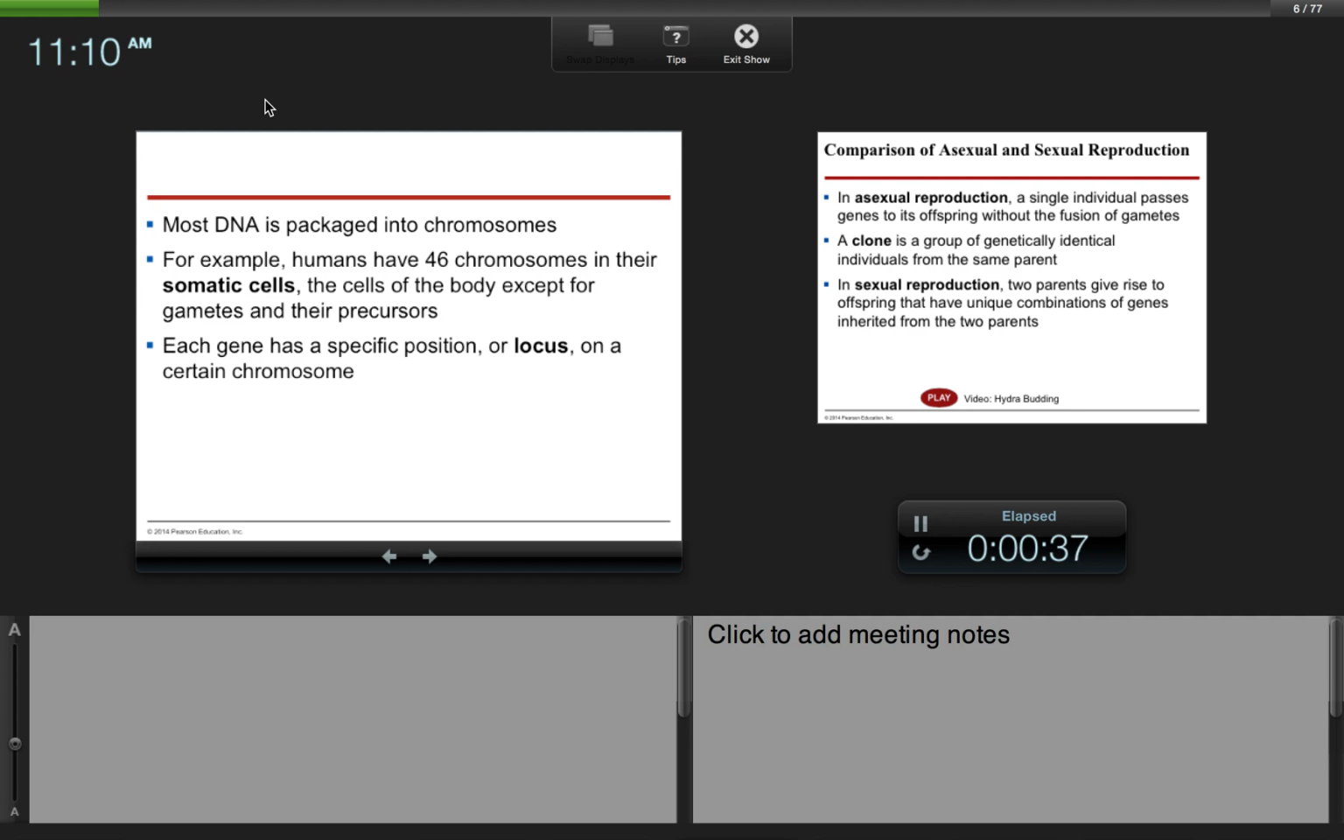Most DNA is packaged into chromosomes. For humans, we have 46 chromosomes in our somatic or our body cells. In our gametes, we have 23. So 46 would be the diploid number, and 23 would be the haploid number. Each gene has a specific position or location, or locus, on a certain chromosome.